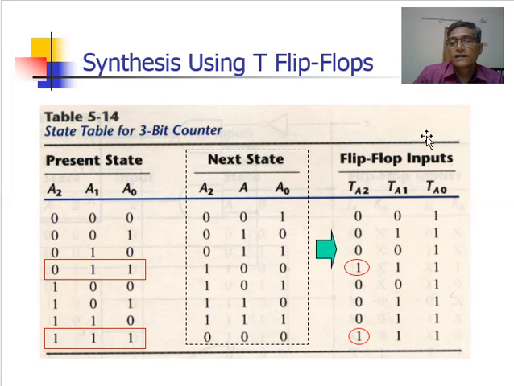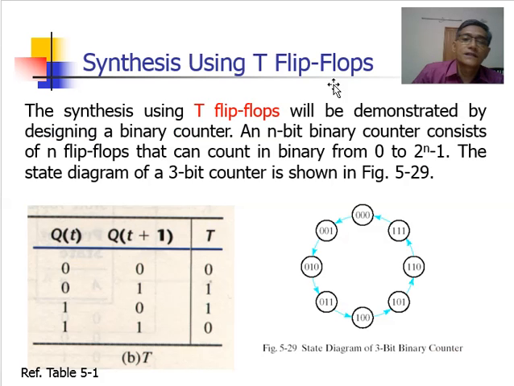Now, how to find the flip-flop input equation? There are 3 flip-flops, so 3 inputs will be there because we are using T flip-flops for the design. The T inputs are named TA0, TA1, TA2. Now we need to find the value of the T input for each flip-flop. That is where the excitation table is used. If present state is 0, next state is 0, T value is 0.